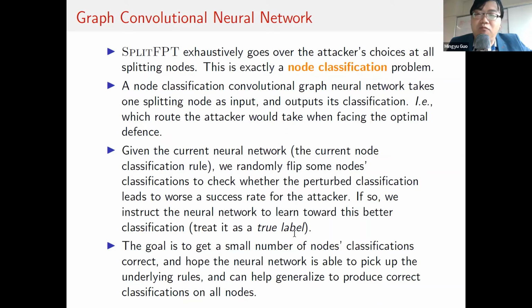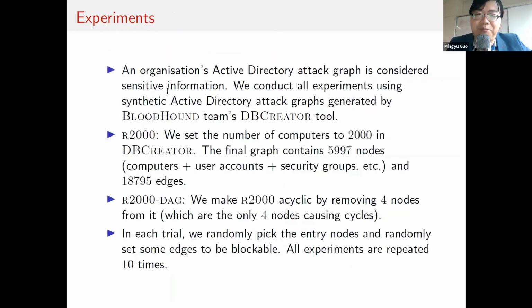So we perturb the classification, and if we find a better classification, we treat that as a true label. So basically, this is unsupervised learning. And then the goal is to get a small number of node classifications correct and hope the neural network is able to pick up the underlying rule and then generalize to produce correct classifications on all nodes. Okay, so that's basically how we combine graph convolutional neural networks with fixed parameter analysis.